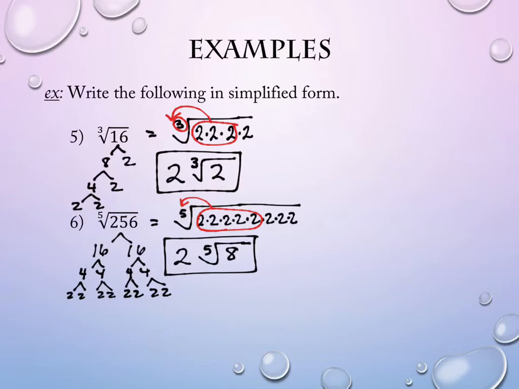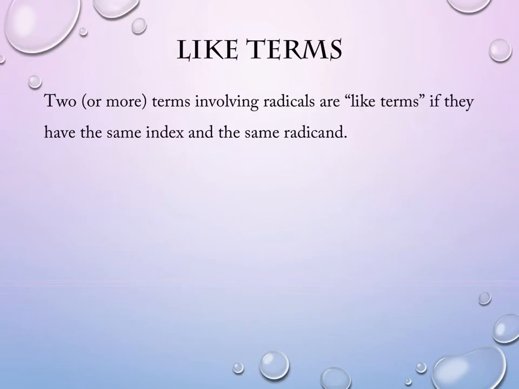All right, so I mentioned something before. This is a little bit different. We haven't seen a problem quite like this. But we're going to be dealing with what are called like terms. We do like terms within algebra. We'll see them further in sections 111 and 112. But right now when we're talking about like terms, we're specifically doing this in reference to radicals.